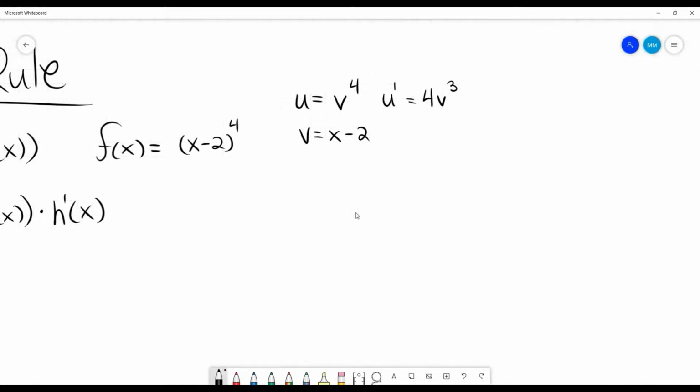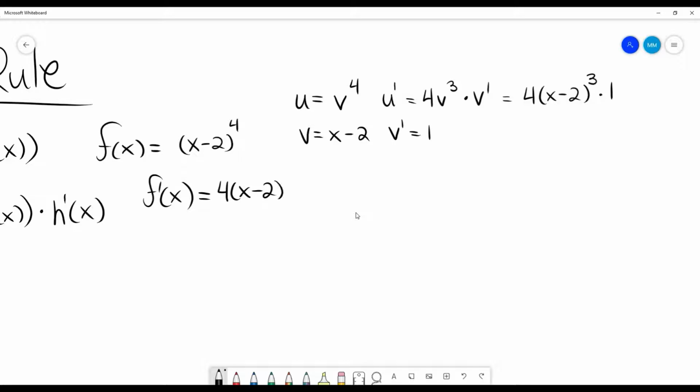I'm going to move the page. But because I also have a derivative of that inside, I'm going to multiply by it. So it's the derivative of the outside times the derivative of the inside. In this case, the derivative of our inside is just 1 because it's an x minus 2. So this turns into 4 times x minus 2 to the 3rd, times 1, because that's our derivative of it, which means that f prime, our derivative of f, is going to be this.